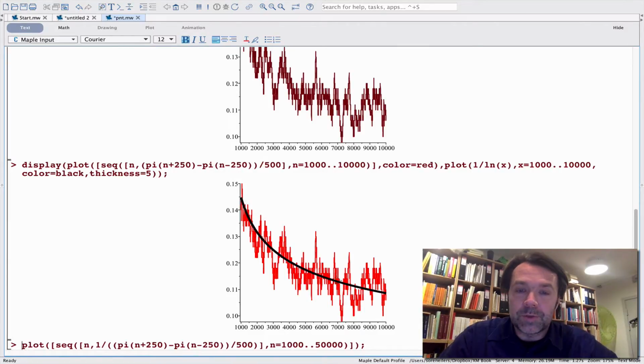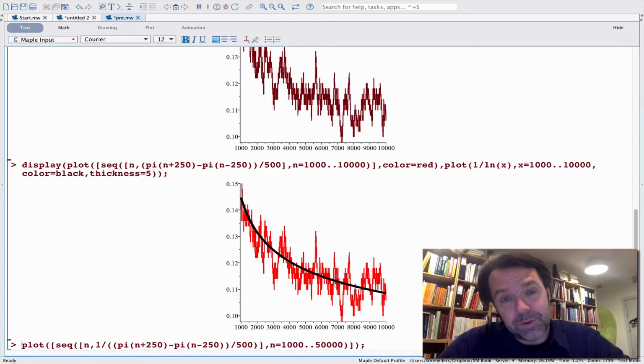Now I've plotted 1 over the logarithm of n with these observations, and it does look reasonable that what we're seeing here is somewhat related, so that these are fluctuations around a general decay which looks like 1 over the logarithm. So this would seem to corroborate Gauss's conjecture, and indeed we know it's true because of the prime number theorem.